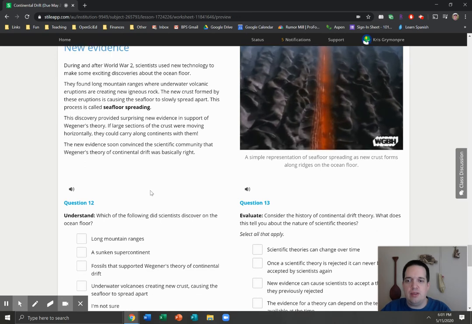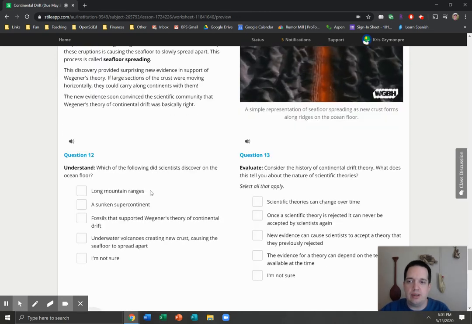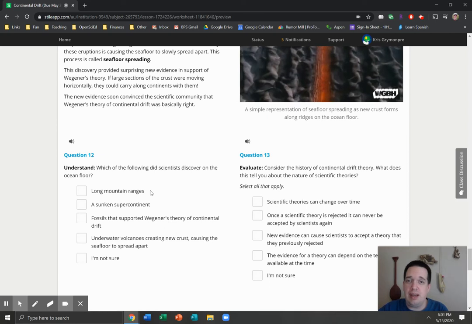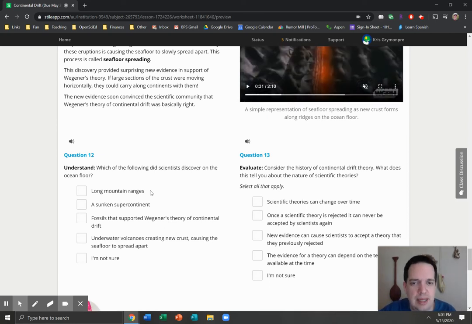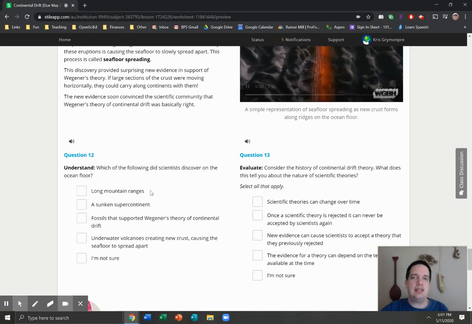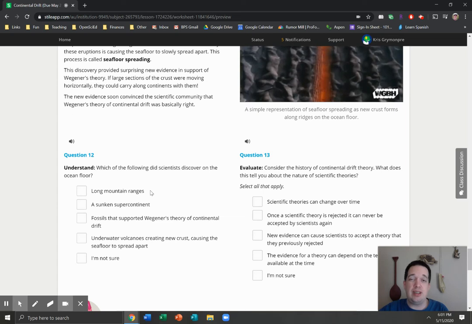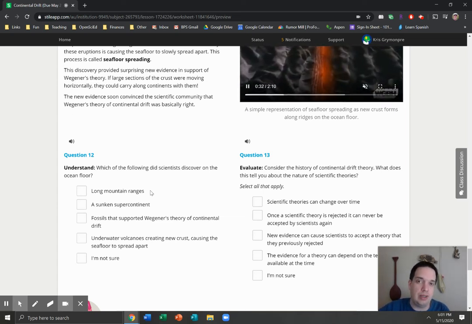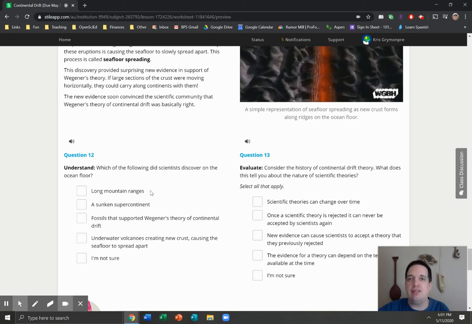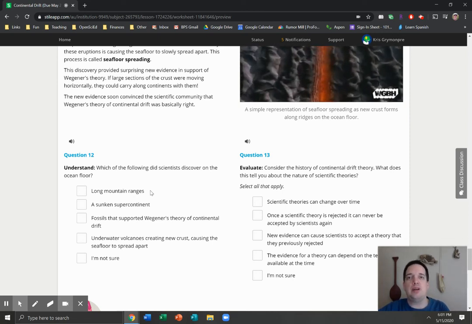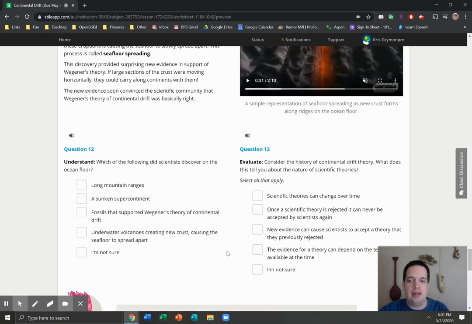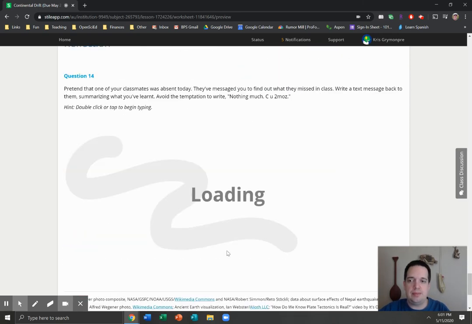Number 12, which of the following did scientists discover on the ocean floor? All right, you might have more than one answer there, but it might just be one. Number 13, consider the history of continental theory. What does this tell you about the nature of scientific theory? So think about it, it isn't just a rule that scientists say can never be broken. Over time, there are things that we try to build on more, because all theories are supported by evidence.